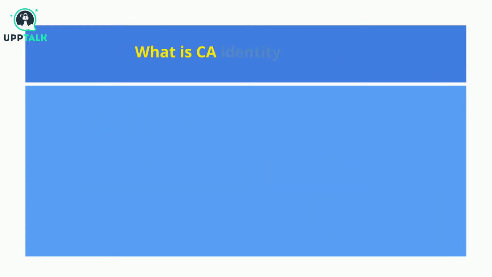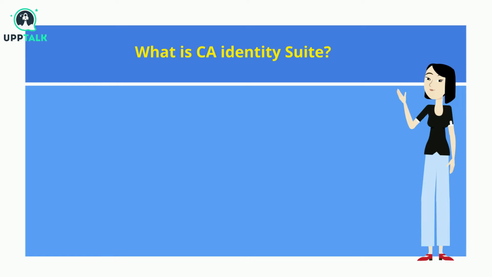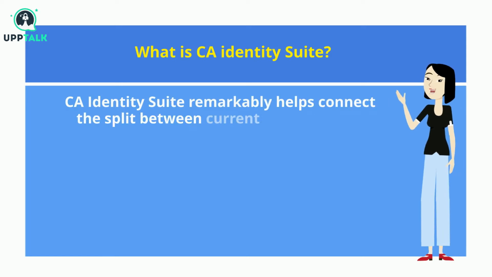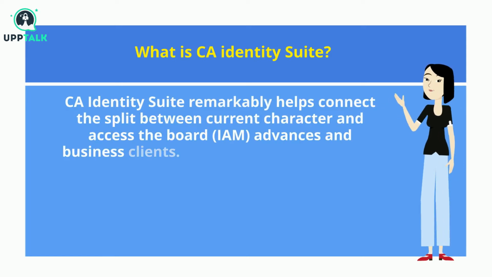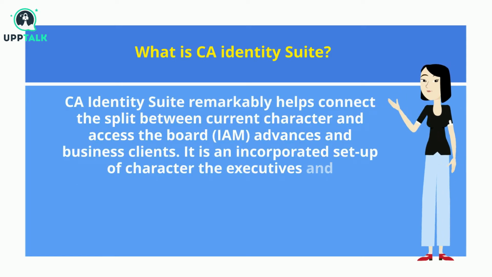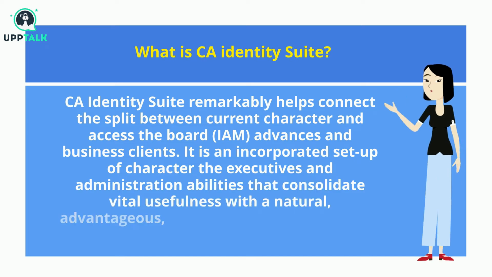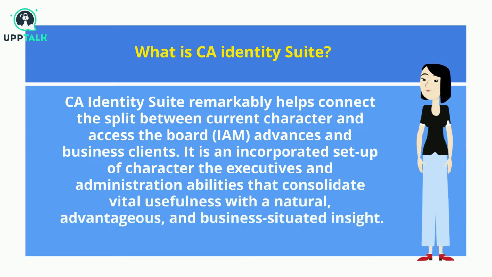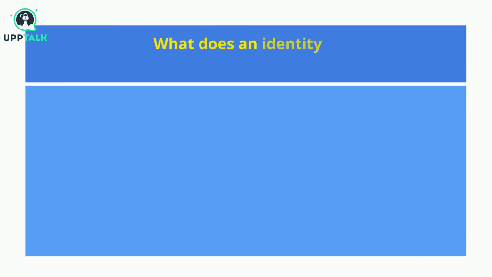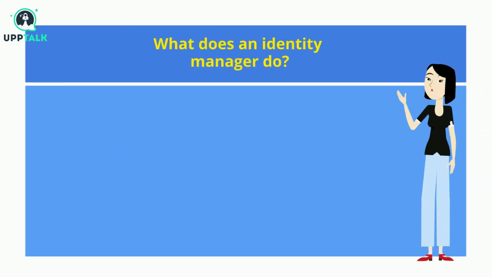What is CA Identity Suite? CA Identity Suite remarkably helps bridge the gap between current identity and access management (IAM) technologies and business users. It is an integrated set of identity management and governance capabilities that combine vital functionality with a natural, convenient, and business-oriented experience.